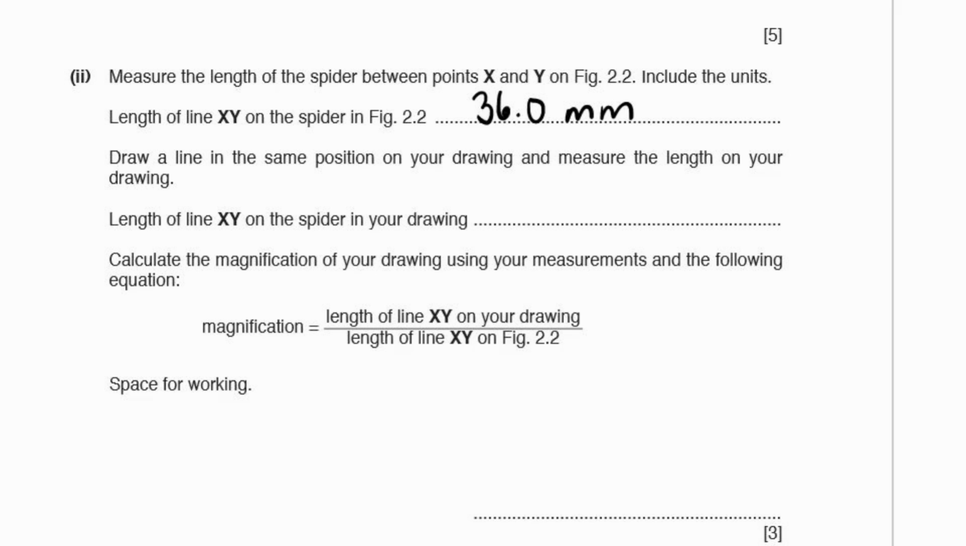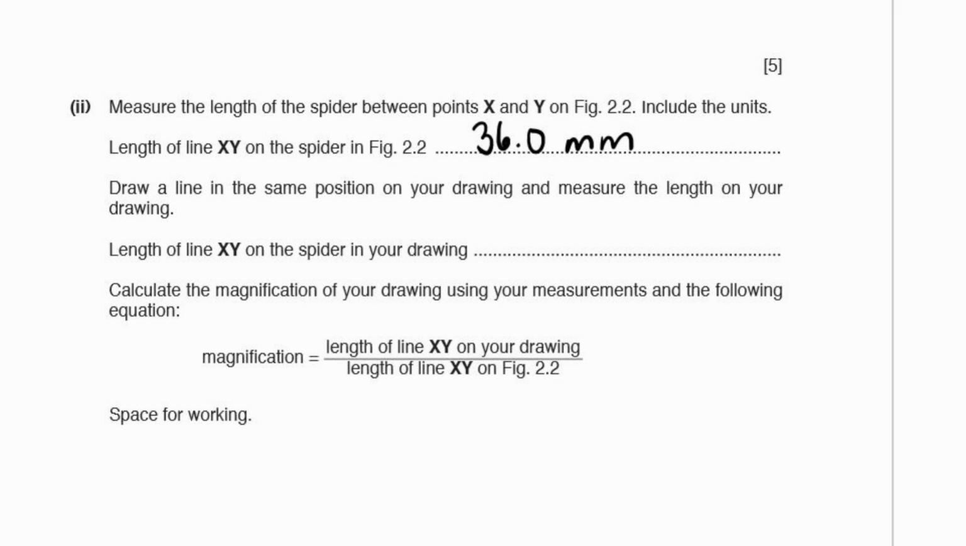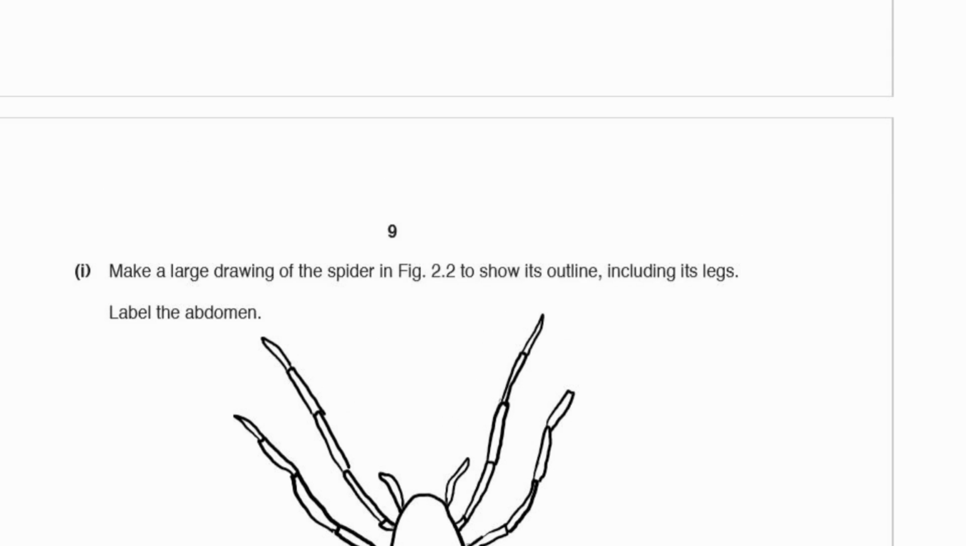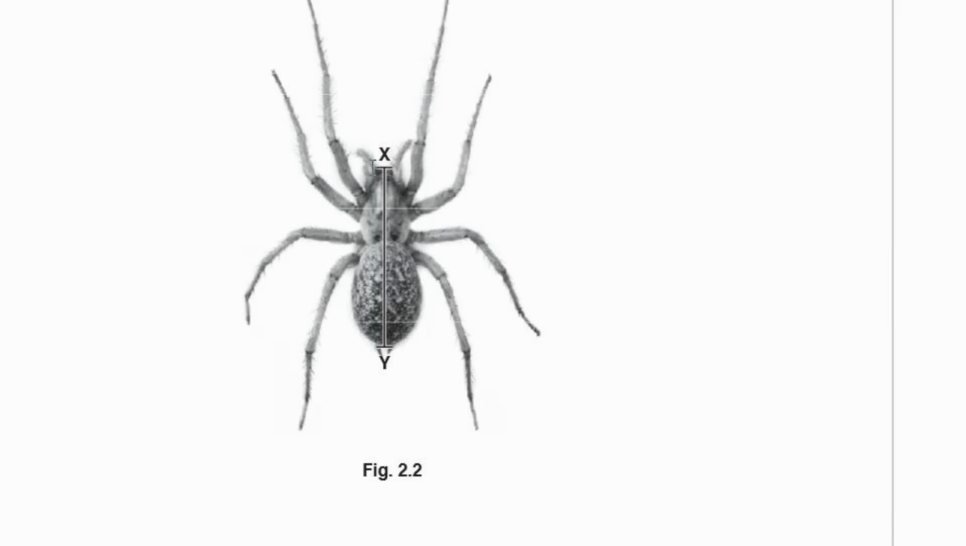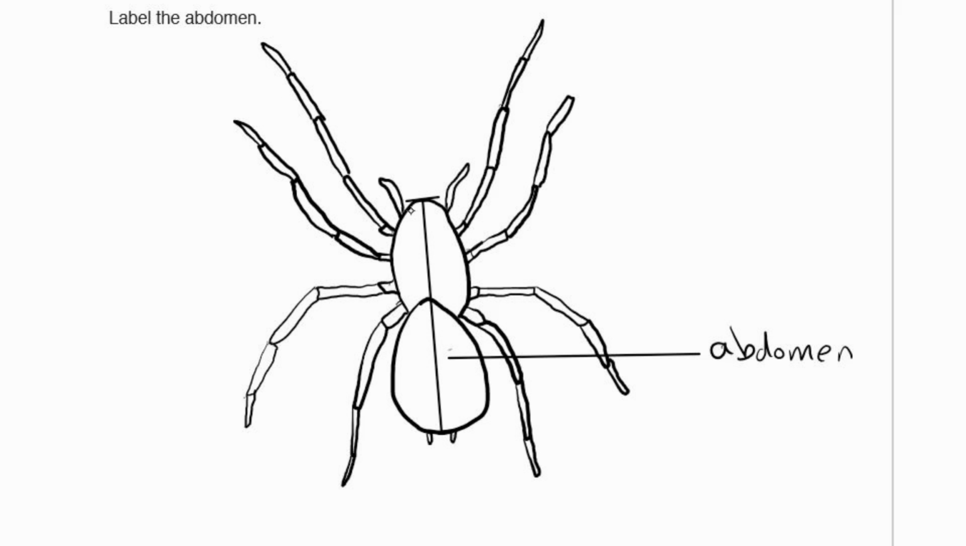But if you're doing it at home, don't panic because you probably did it on a different size piece of paper. So you have to draw a line in the same position on your drawing and measure the length in your drawing. So I'll draw the line on the same position. If we look at the original, it goes from the top of the cephalothorax to the bottom of the abdomen, not including the spinnerets or the chelicerae. So I've just drawn a line from the top of the cephalothorax to the bottom of the abdomen.